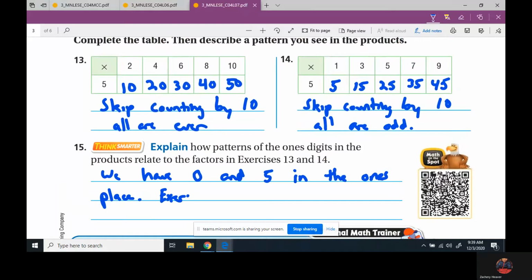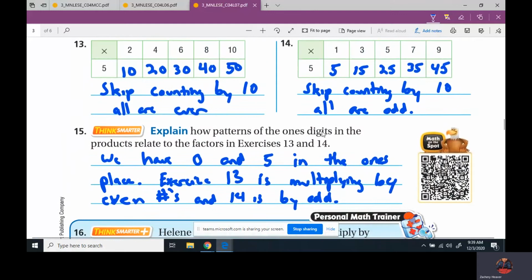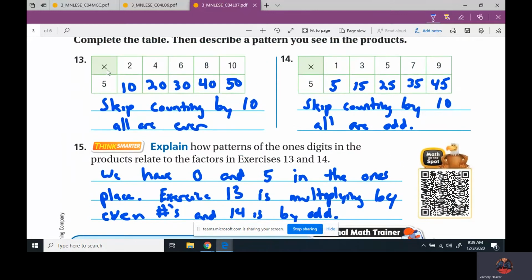Exercise 13 is multiplying by even numbers, and 14 is by odd. That's how we get our 0, because if you multiply 5 by any even number ever, you're going to have a 0 in the ones place. If you multiply 5 by any odd number, you're going to have a 5 in the ones place. Okay?